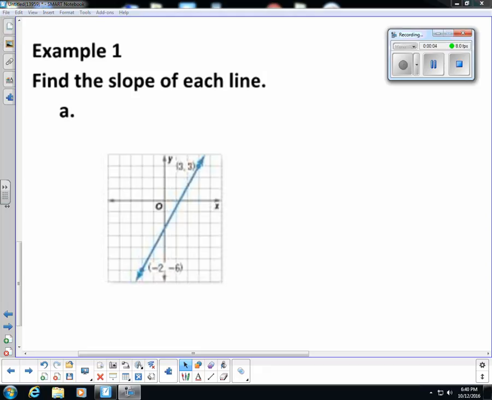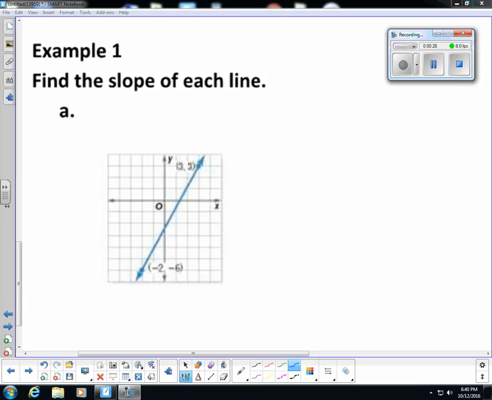This video here is going to take you through examples 1, 2, and 3. Example 1 is going to be just finding the slope of the line. Example 2 is a little bit of an application problem, so we're talking rate of change. And then example 3, we're going to determine whether the two lines are parallel, perpendicular, or neither. Okay, so example 1, I just want to find the slope.